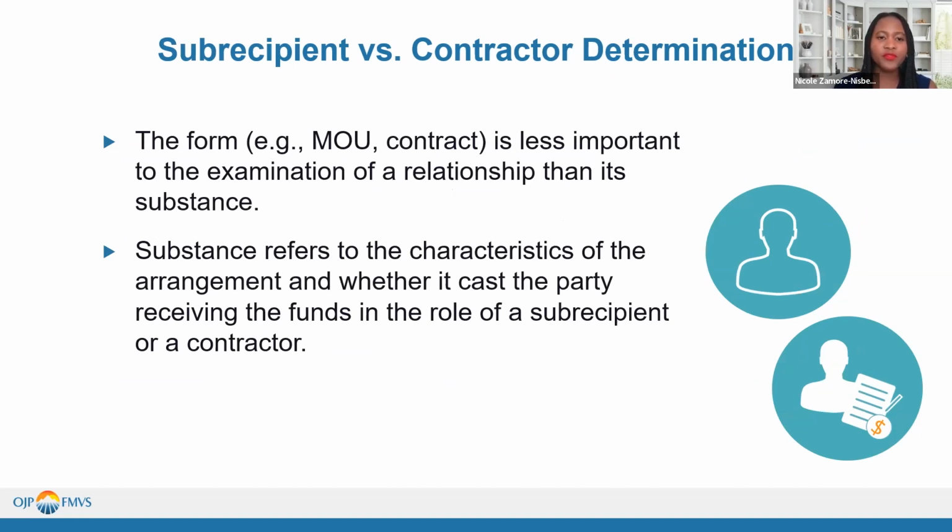So the form, for example, like an MOU or a contract or things along that line, is less important to the examination of a relationship than its substance. Here, substance refers to the characteristics of the arrangement and whether it casts the party receiving the funds in the role of a subrecipient or in the role of a contractor. Next slide, please.